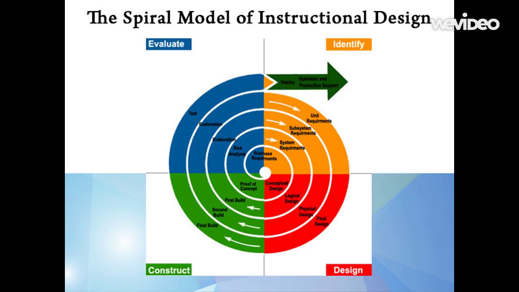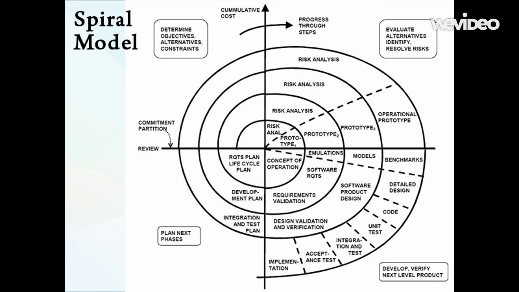The spiral model of instructional design. This model of development combines the features of the prototyping model and the ADDIE model. To begin, a brief history of the spiral model.